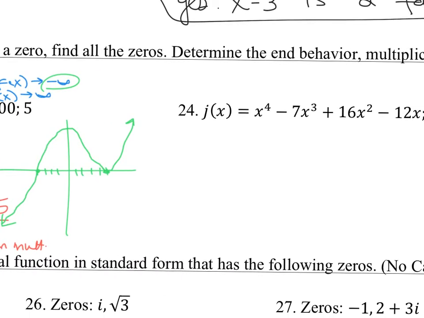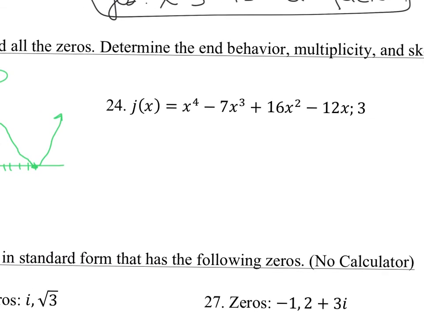So now if I go over to number 24, I'm going to do the exact same thing. My first 0 is 3. So degree of 4's coefficient is 1, degree of 3's coefficient is negative 7, degree of 2's coefficient is 16, degree of 1's coefficient is negative 12, and degree of 0's coefficient, oh, actually, I messed up.